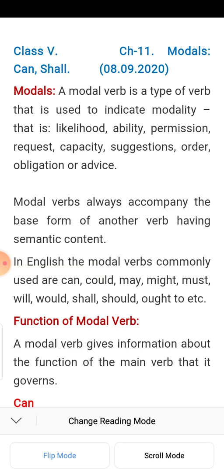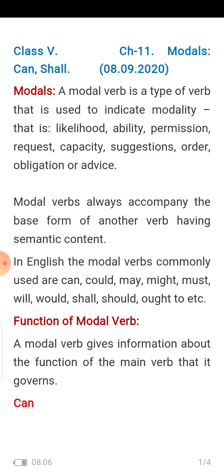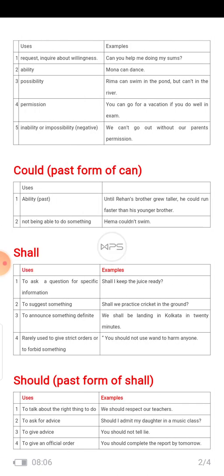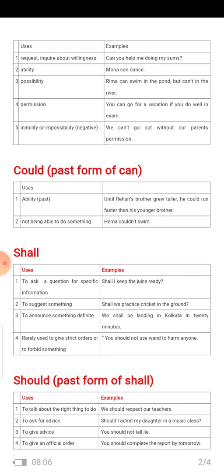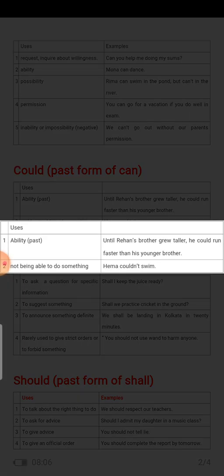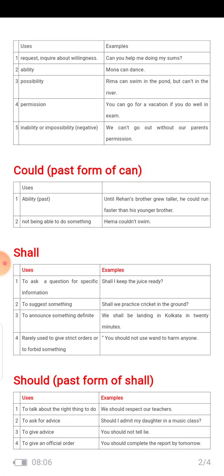Next is modal verbs can, could, and shall, should. We will read here. Can is request, inquiry about willingness, and ability, possibility, permission, inability, or possibility in negative also. Could we use for ability in past and not being able to do something.